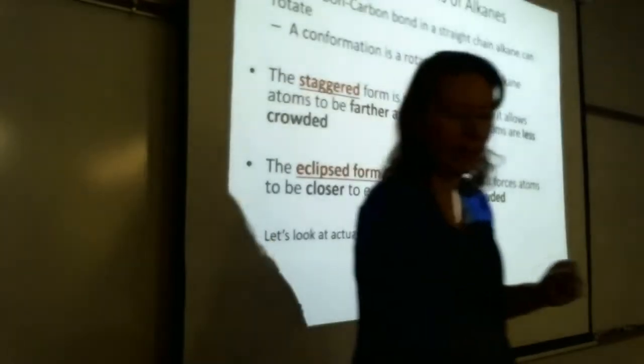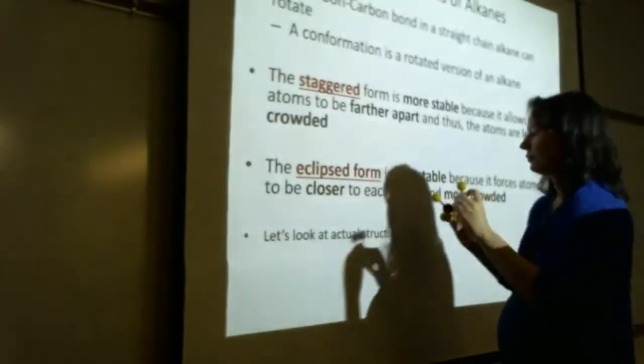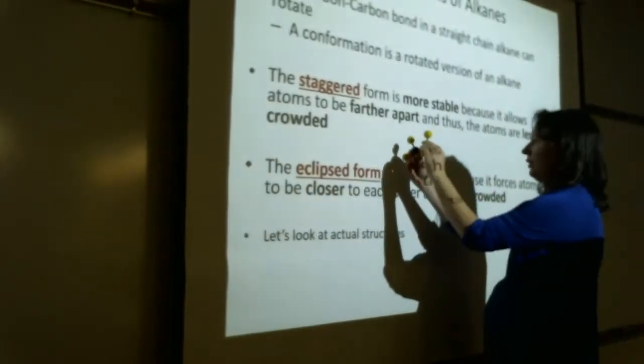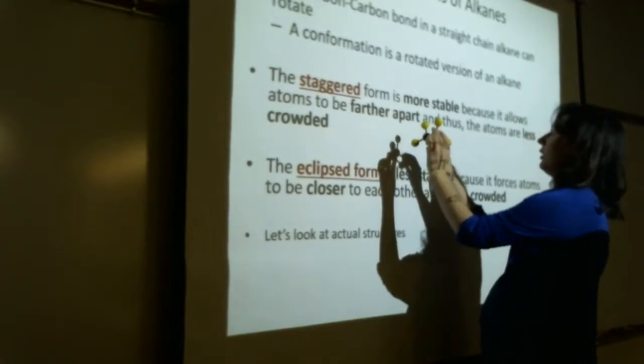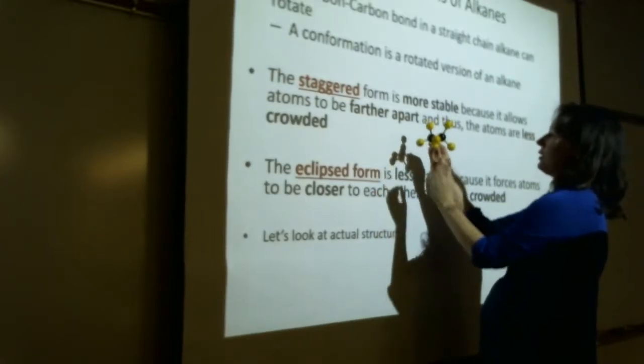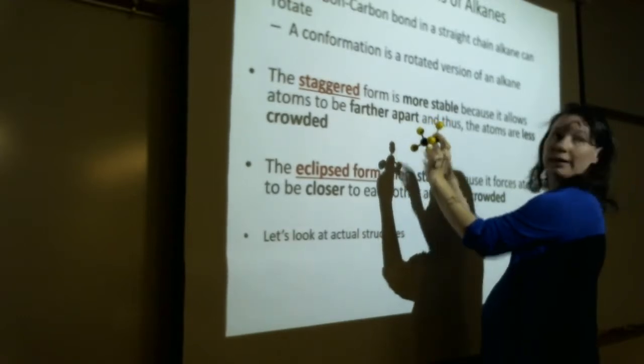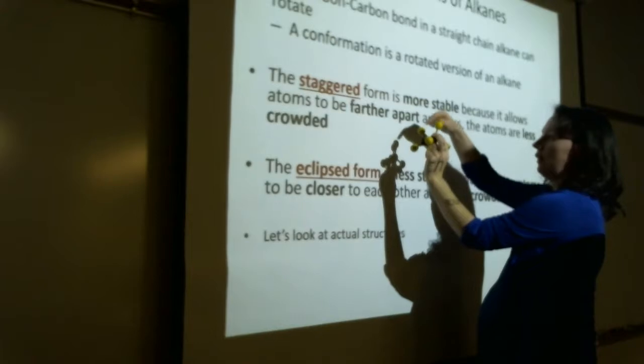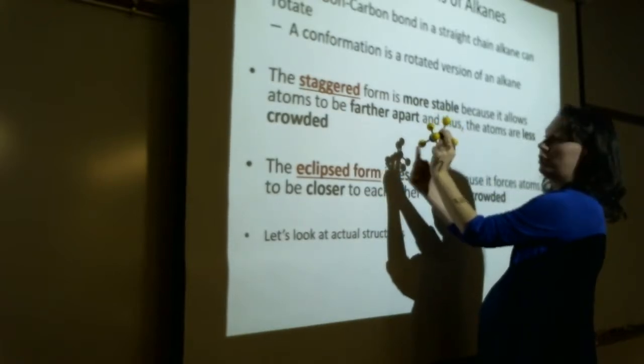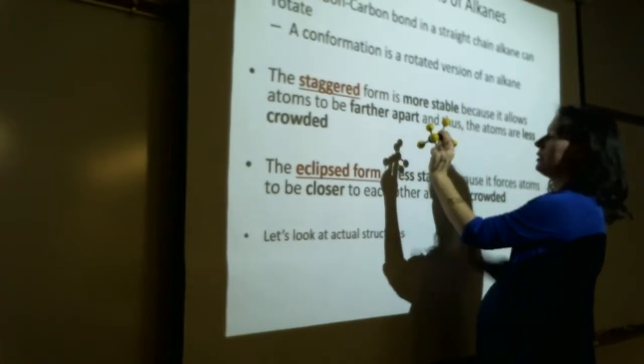Let's talk about what staggered and eclipsed look like. I'll try to put it so that the screen can make a shadow here. So this would be eclipsed, right? Can you see how this is directly behind the other? They line up with each other. They're right on top of each other. This is called eclipsed, okay?